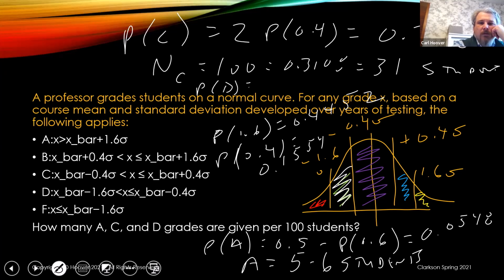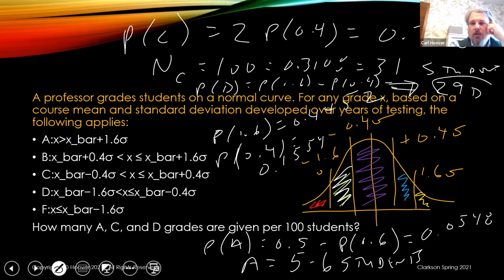is probability of 1.6 minus probability of 0.4, which is going to result in the solution here in probably a 0.289, or about 29 with a D.